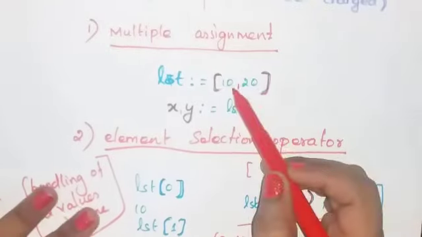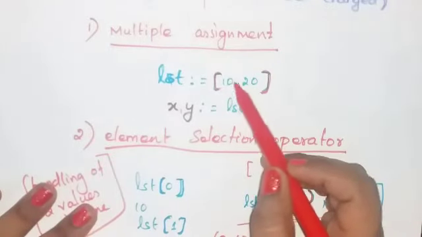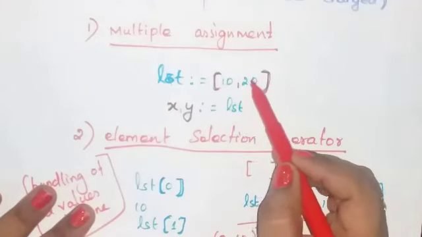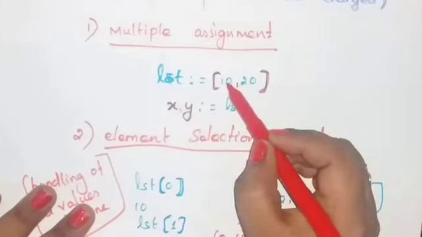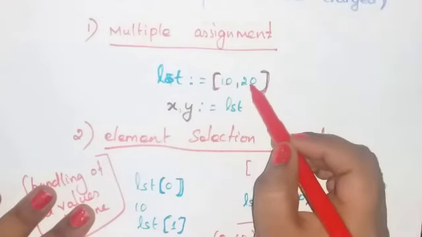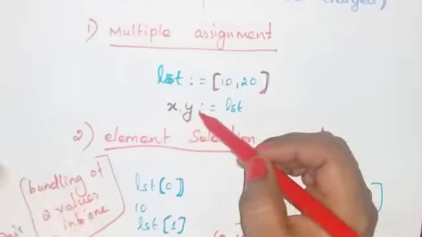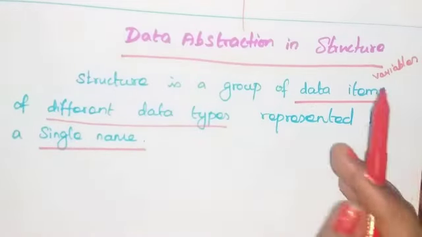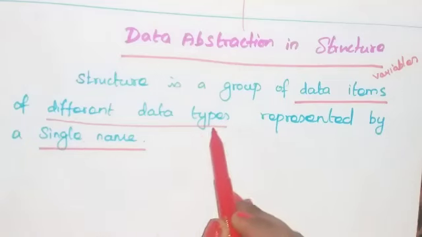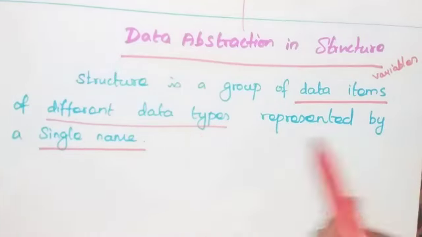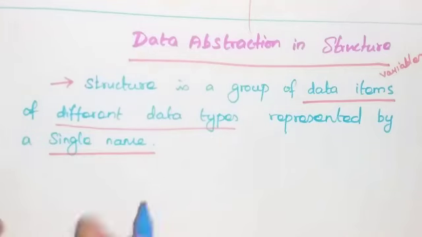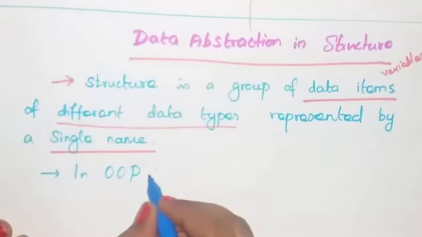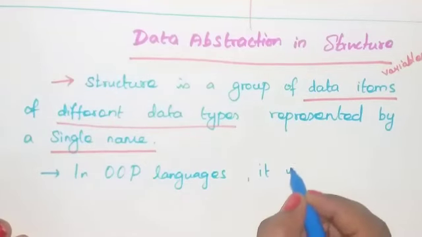In this list, the sequence of values is stored within square brackets and separated by commas, but each element binds with another name. The 10 is assigned to the x variable and 20 is assigned to the y variable. Similarly, structure is also a group of data items, a sequence of values of different data types, represented by a single name.